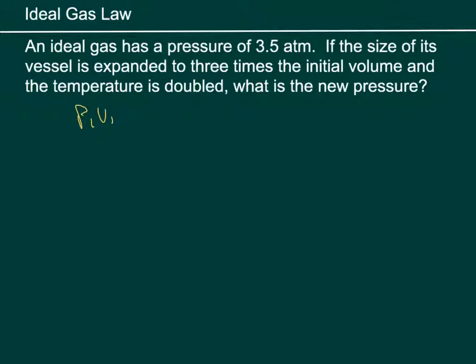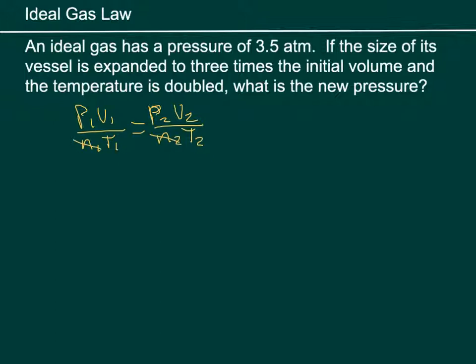P1 V1 over N1 T1 equals P2 V2 over N2 T2. Now in this case, notice our moles are not changing at all, so I'm actually just going to wipe the moles right out right now and arrive at the new equation that we're going to use. But in order to fill this in, we need to do some changing here.